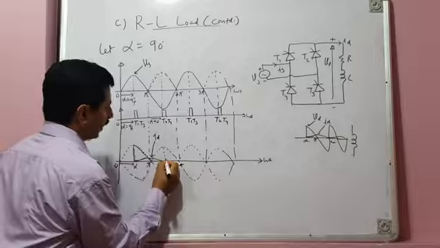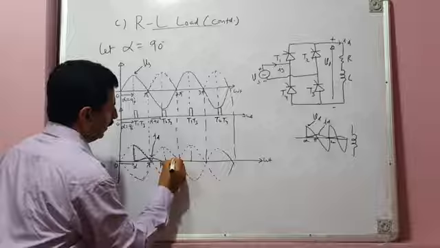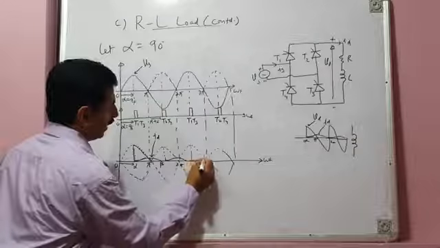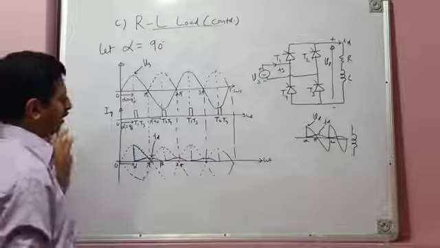Then again here current will rise, and before the next firing it will reach maximum value somewhere here and it will fall. Then again current will rise and it will fall and become 0 somewhere here. So this is the load current pattern.